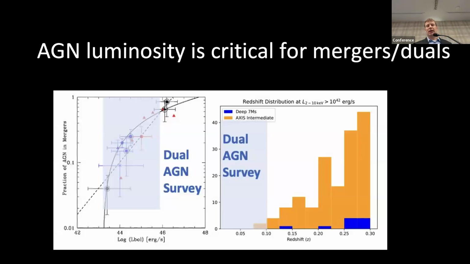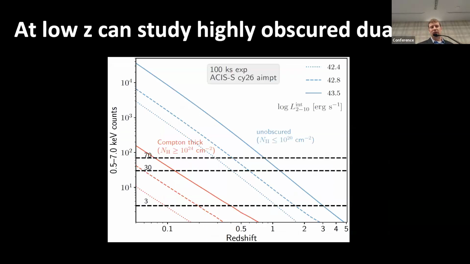So just to show you why luminosity matters, this is bolometric luminosity versus fraction of mergers. You really do have to have luminosity analogs just because you have such a higher fraction of mergers at high AGN luminosities. And on the right is showing you what AXIS does. It gets very many systems once you get to redshift 0.2 or 0.3 when you're above 10^42. But because it's a small sky area that you're going very deep, you really need to use the full sky to get these luminosity analogs.